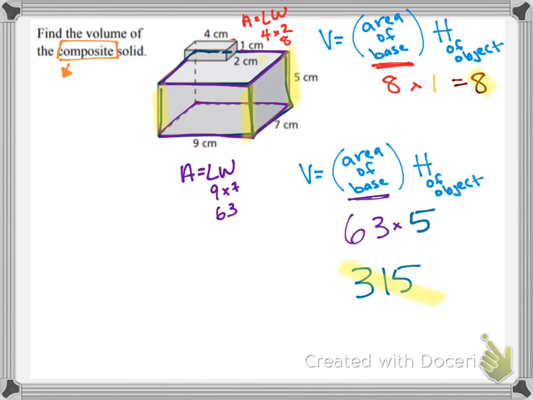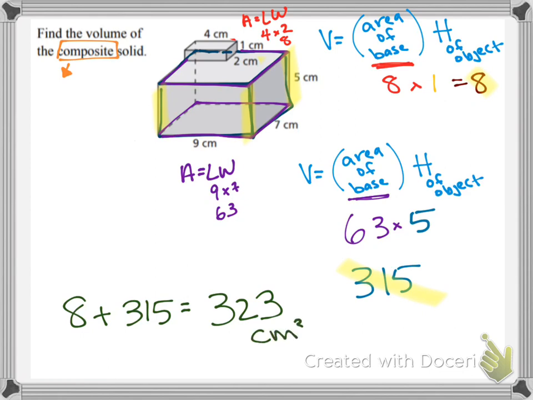So what we're going to do is add these two numbers together. The volume of the top was 8 and the volume of the bottom was 315. This adds together to 323, and then it'll be centimeters cubed.